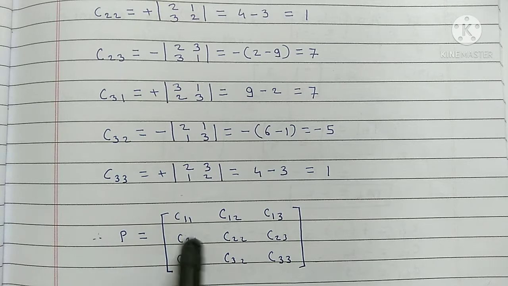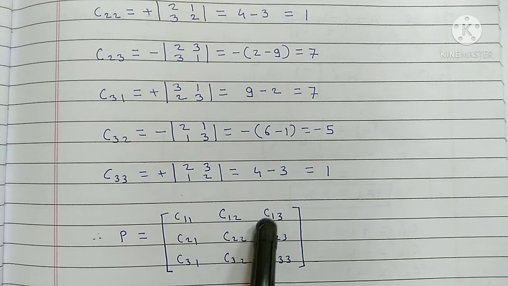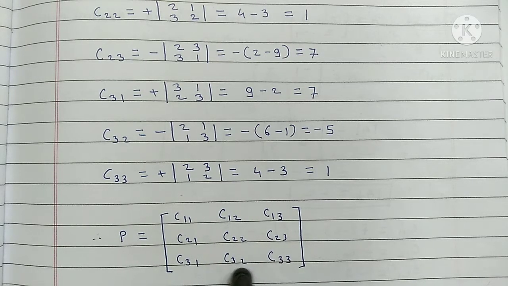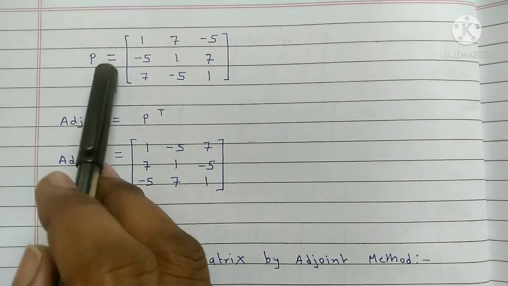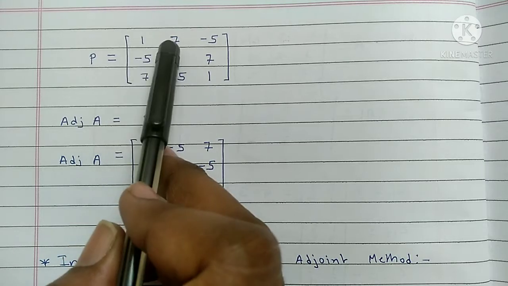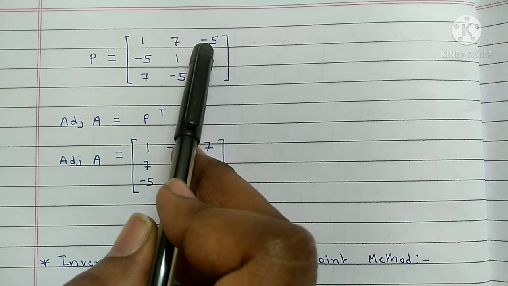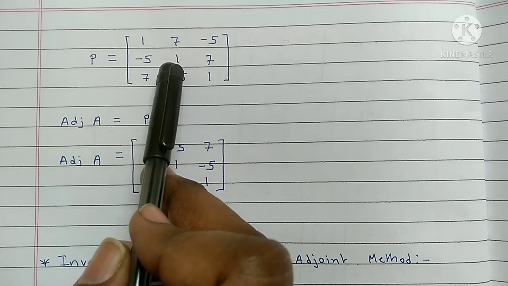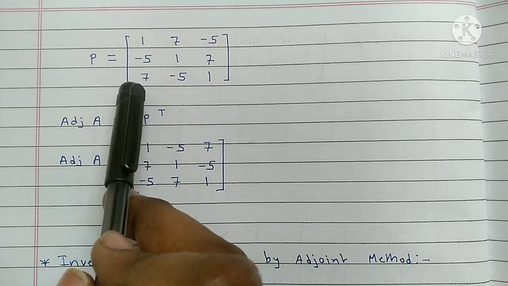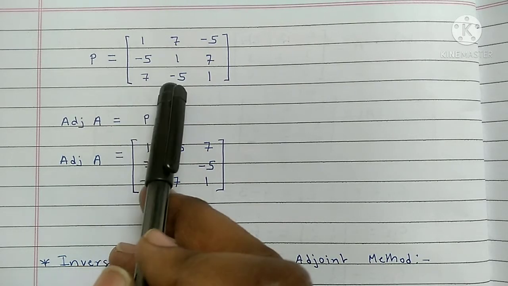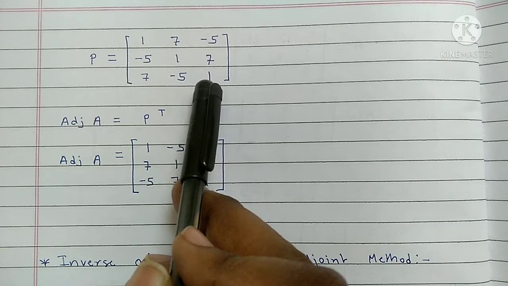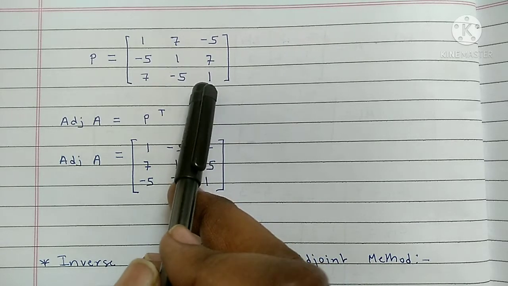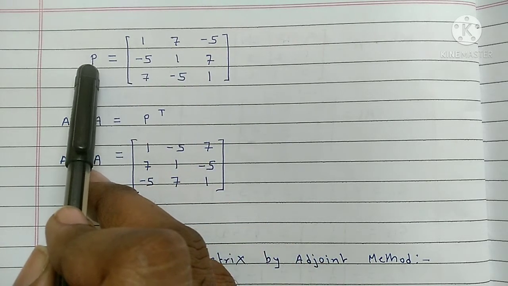So P is equal to C11, C12, C13, C21, C22, C23, C31, C32 and C33. So P is equal to: C11 means 1, C12 means 7 and C13 is minus 5. Then C21 is minus 5, C22 is 1, C23 is 7. Then C31 is 7, C32 is minus 5 and C33 is 1. So this is our matrix P, matrix of cofactors.